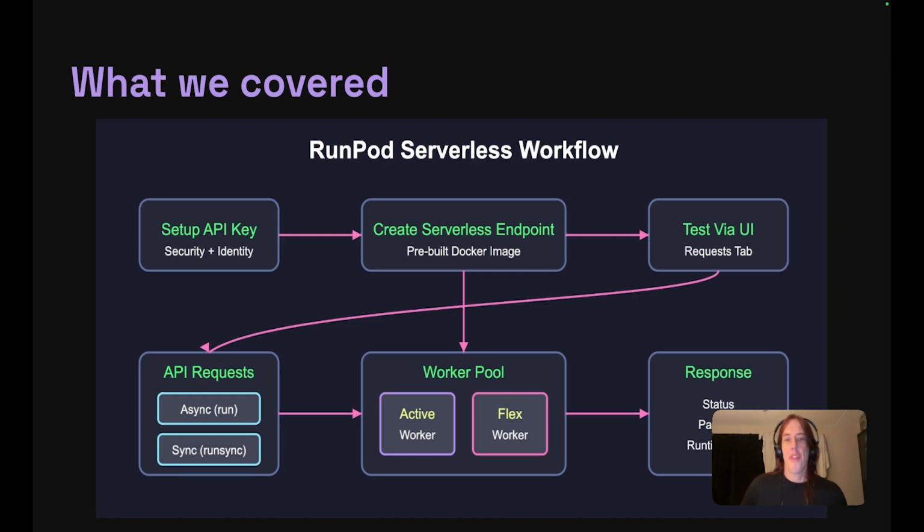So there you have it. You've just created your first runpod serverless endpoint and sent a request. So let's quickly recap what we've accomplished today. We set up a secure API key following best practices, created a serverless endpoint with a pre-built Docker image, tested it through the UI, and then sent proper API requests using curl. We've seen both async and sync request methods, and most importantly, we've demonstrated how cost-effective this approach is.